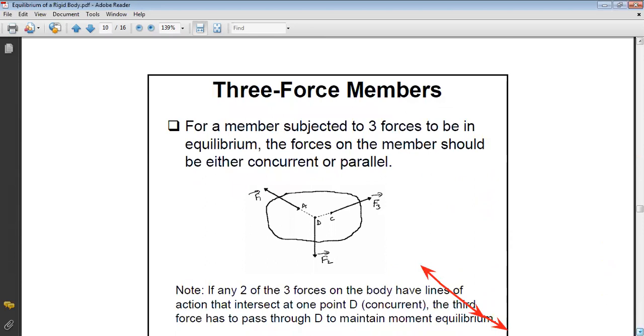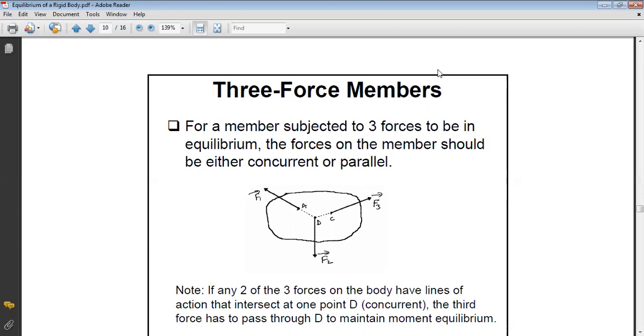Now, what about three-force members? When we say we have a three-force member, this means that the member is subjected only to three forces at three different points. Okay, so for example, in this figure, you can see three forces applied at A, C, and D. So in this case, we have conditions for equilibrium. We have two possibilities. Either the three forces pass by one point, or the three forces are parallel.